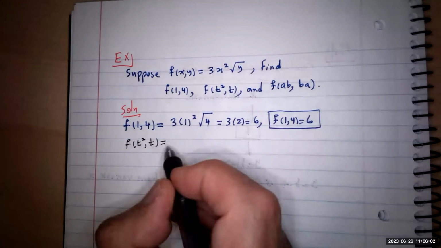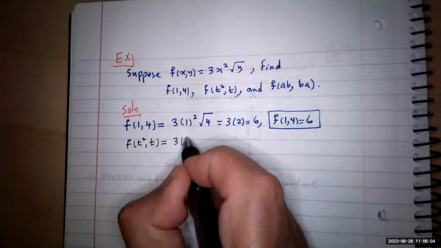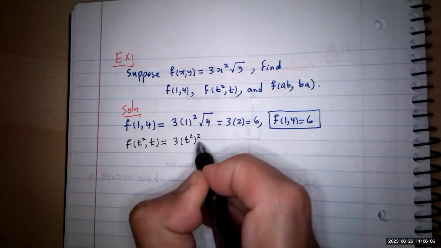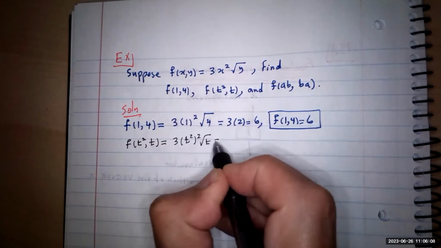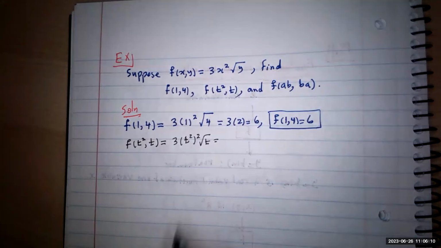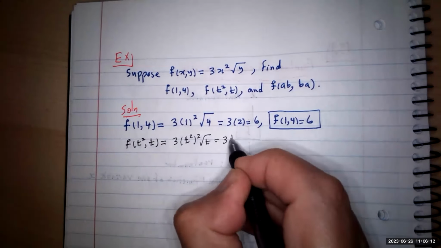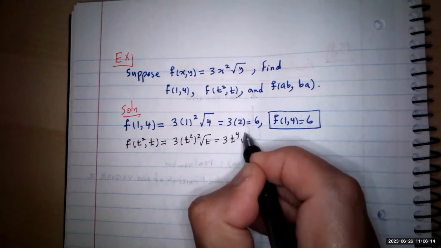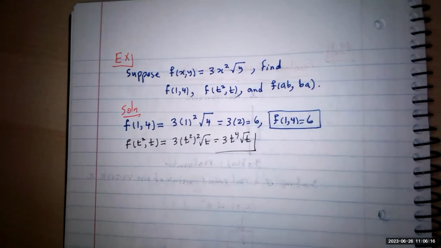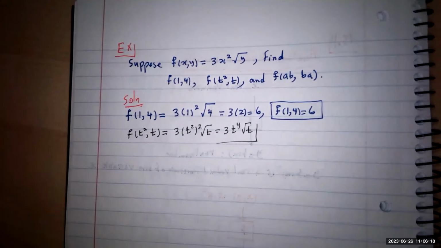Okay, so that's going to be 3 t squared squared, the radical t. So t squared squared would be t to the 4th. So that gives 3 t to the 4th radical t. And then you're done. Okay, you simplify the number part.